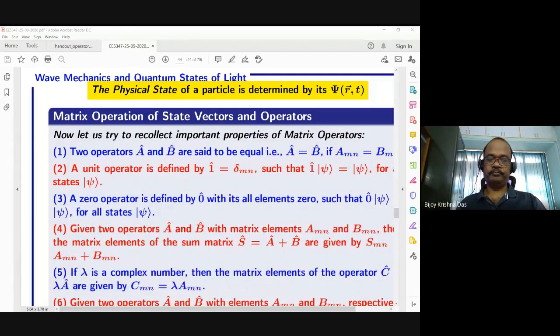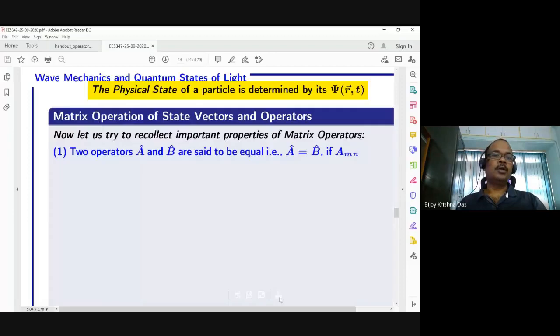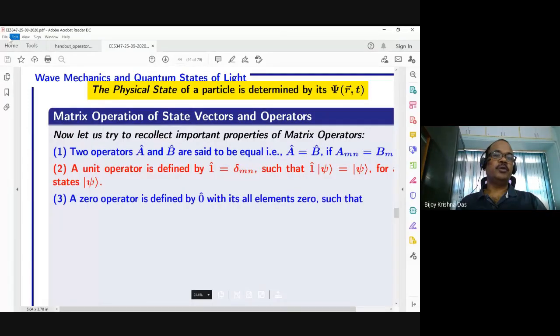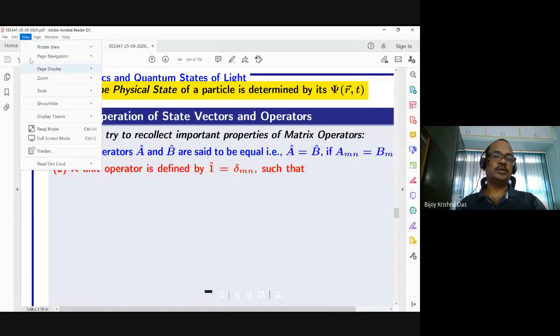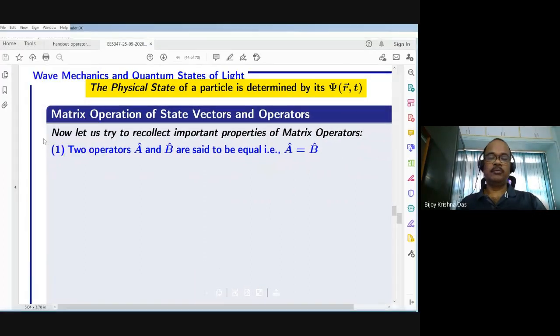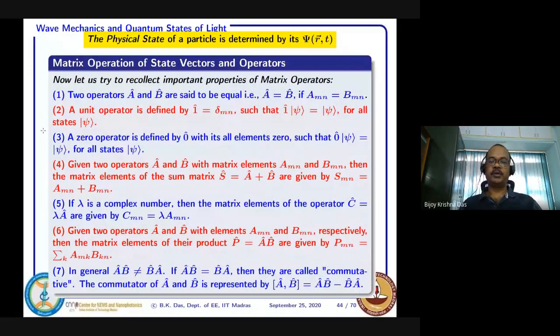So yesterday we were discussing all these properties of operators when you are expressing a vector operator in matrix form.